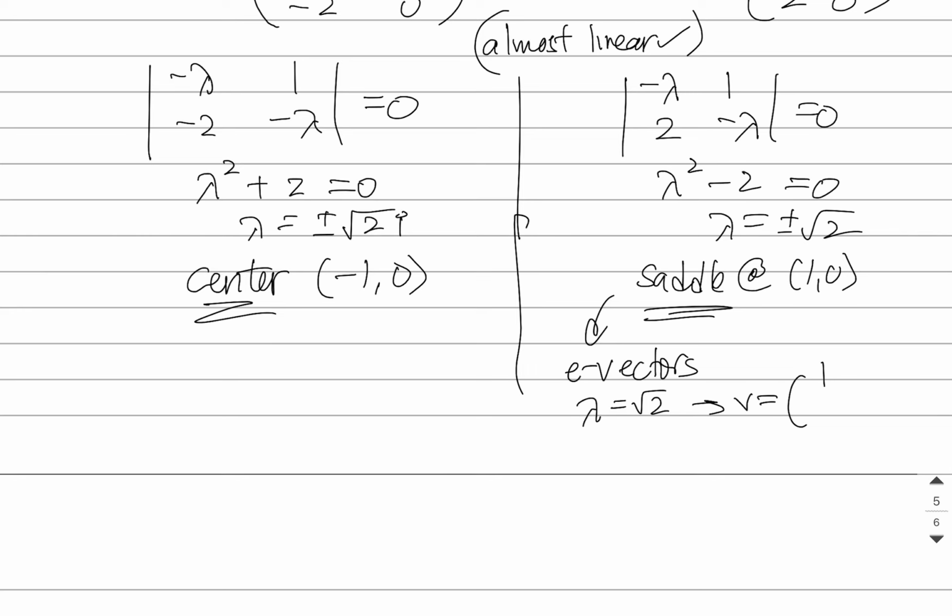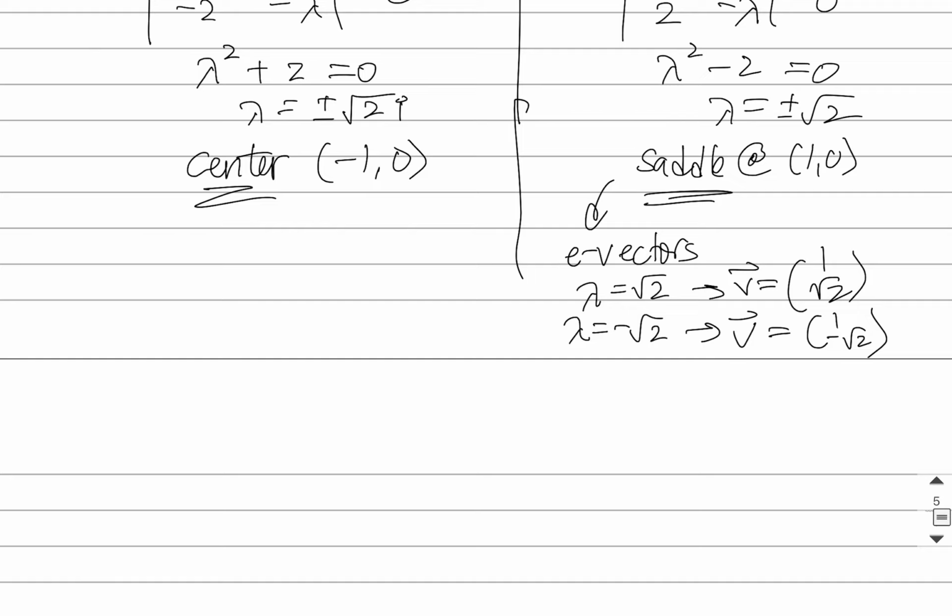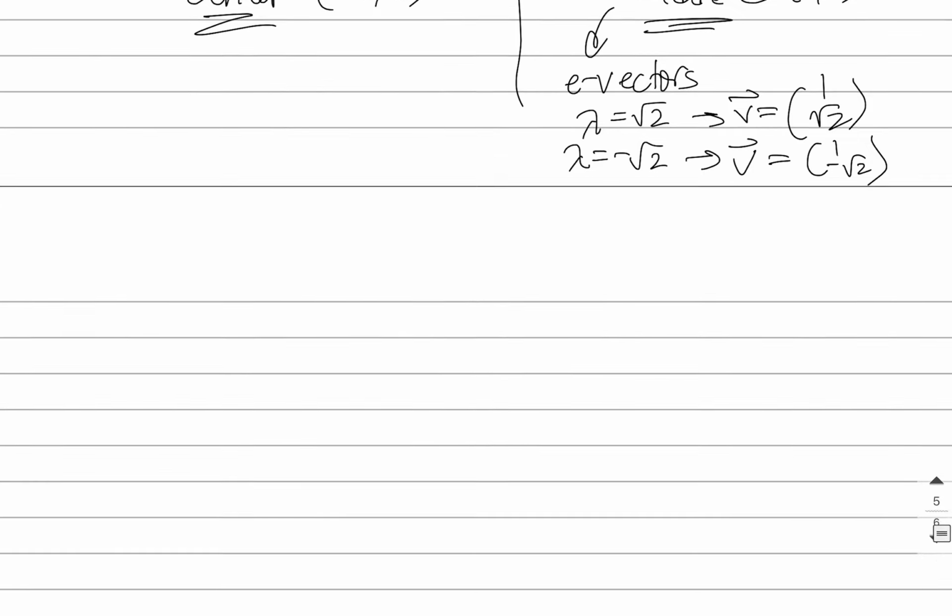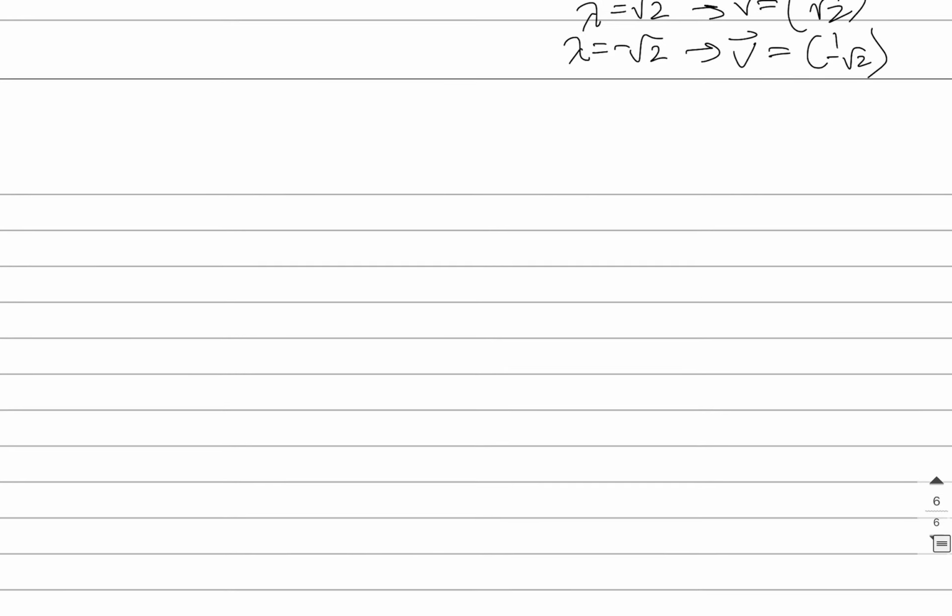And for your eigenvalue of negative root 2, you will be able to find that your eigenvector will be (1, negative root 2). So all of this is going to be enough for us to be able to sketch a phase portrait. And the phase portrait is going to look something like this.